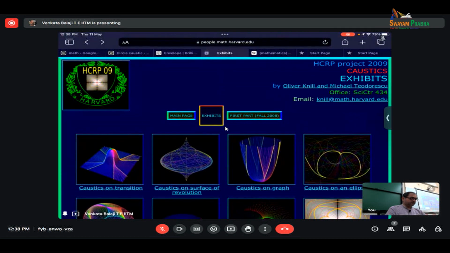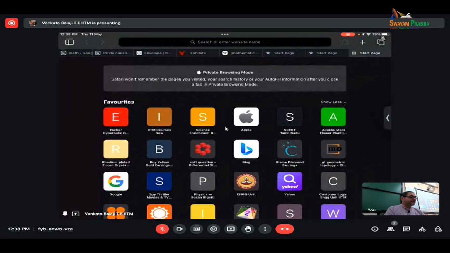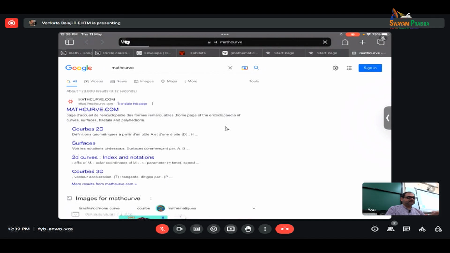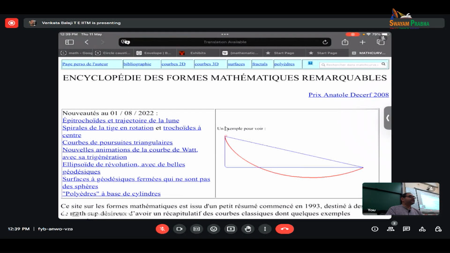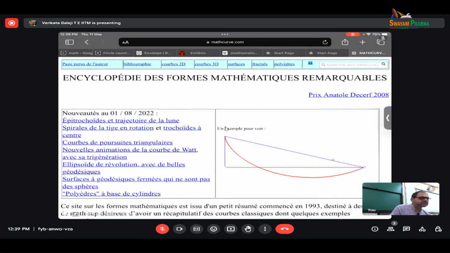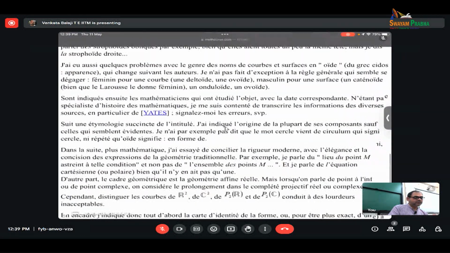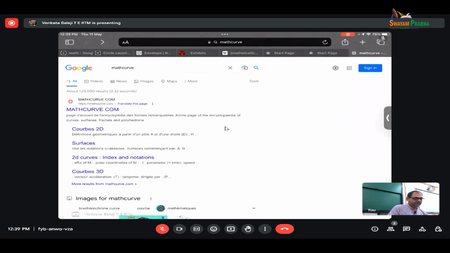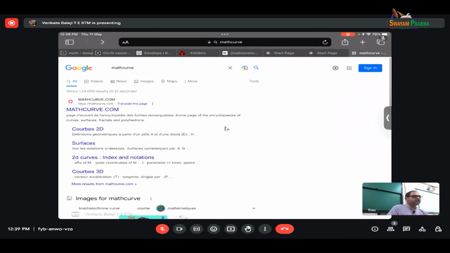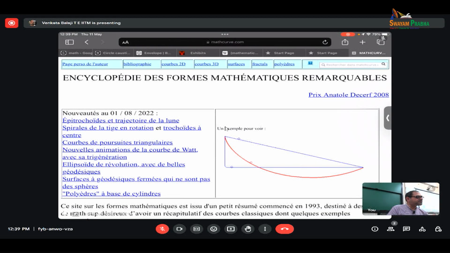And what is more important is I want you to look at something called MathCurve. Please look at this website. It is the encyclopedia of curves. There is one in English. I think there is somewhere it says it's in French now. There used to be an English version, I don't know, let me see. Cube surfaces, yeah, anyway, just look at MathCurve.